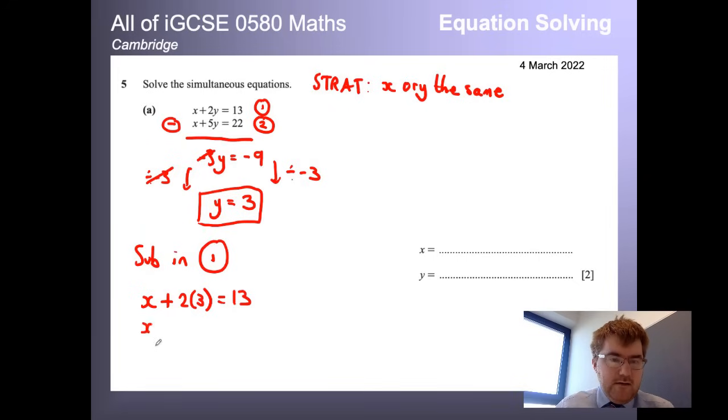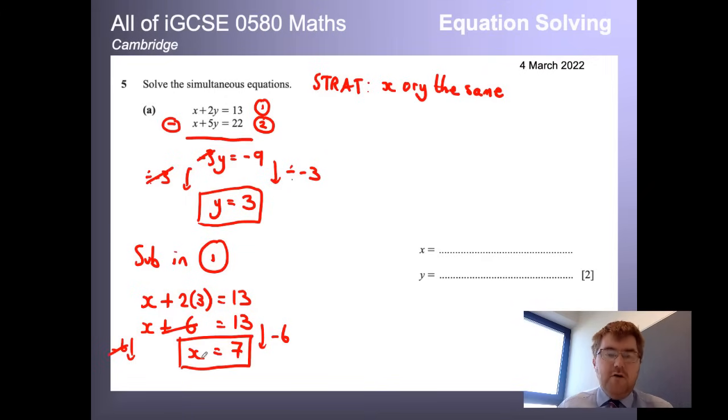So 2 times 3 is equal to 6. And now we want to get the x on its own. So what's the opposite of adding 6? Well, we want to minus 6 on both sides. This cancels, and we get x is equal to, well, 13 minus 6 is equal to 7.